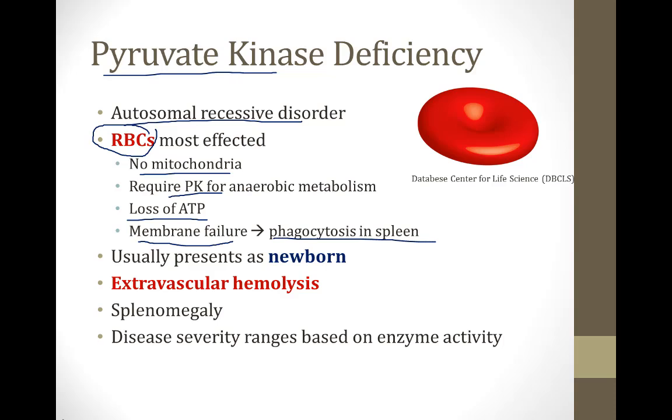This usually presents as a newborn with extravascular hemolysis and splenomegaly. The disease severity ranges based on the enzyme activity. So babies that are completely dysfunctional in pyruvate kinase will often not survive and be stillborn. Other children are born and are generally well, but can have a mild hemolytic anemia chronically.